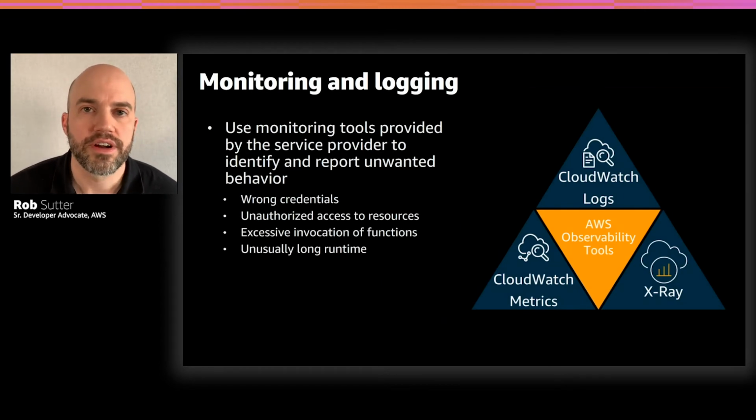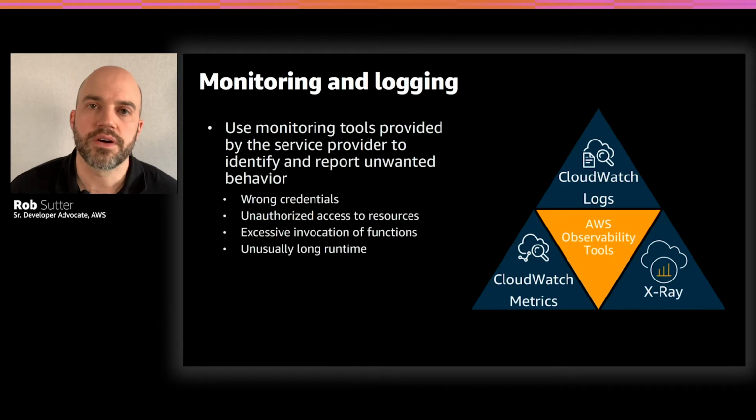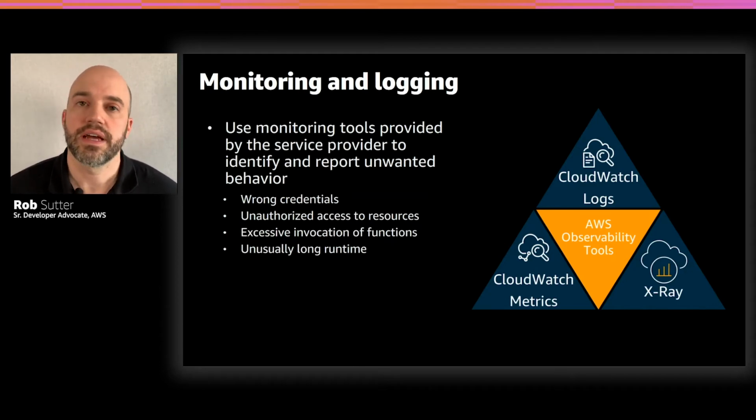The final category of responsibility that you retain in your serverless application is monitoring and logging. OWASP's recommendation here is to use the monitoring tools provided by the cloud service provider to identify and report unwanted behavior. Here on the slide, you see what we call the AWS Observability Triangle: CloudWatch Logs, X-Ray, and CloudWatch Metrics, each of which is built into AWS and provides a key service in securing your serverless applications.